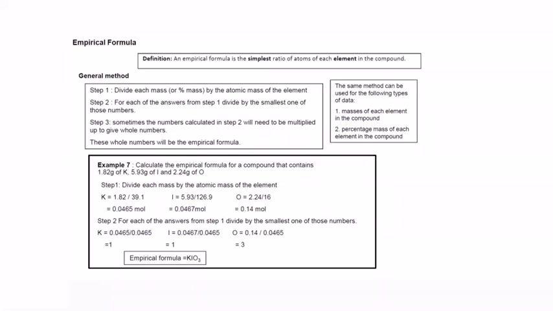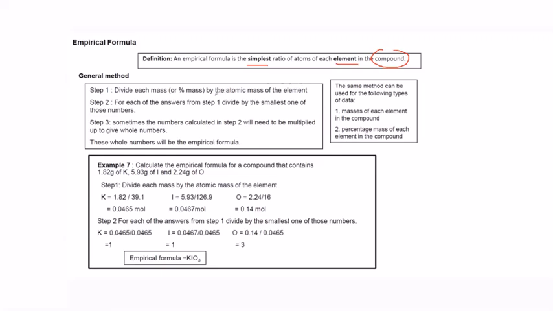Empirical formula. How can we find the empirical formula? So first, the definition of empirical formula. An empirical formula is a formula which represents the simplest ratio of the atoms of each element present in a compound. That formula is known as the empirical formula.